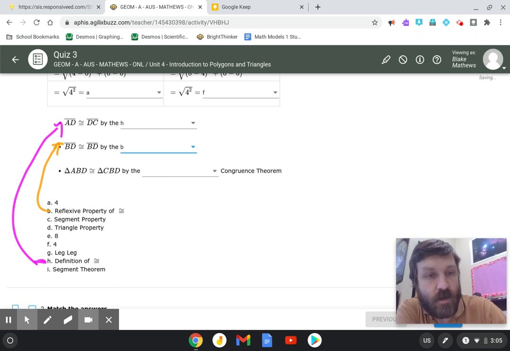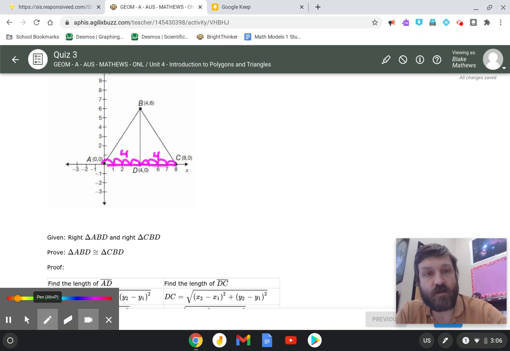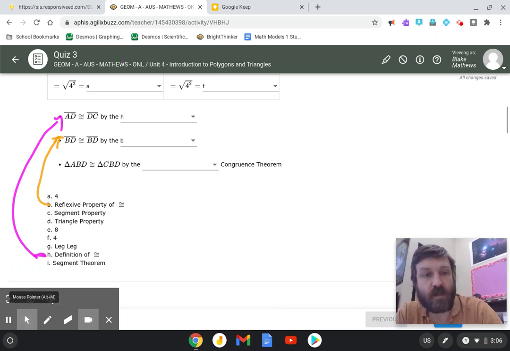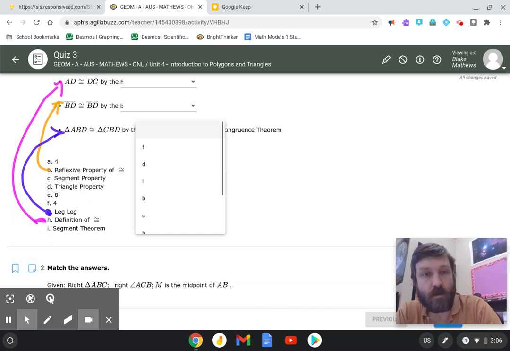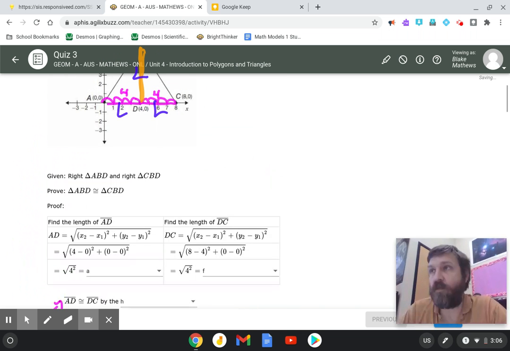And then looking up here, we've proved that the legs are congruent to each other. We've proven that the pink ones you see there are congruent. We've proven that BD is congruent to itself. That means that we have a leg here and we have legs here. And so we're using the leg-leg theorem. So that's going to be answer choice G. And so that's where we're going to put right here. And that's it for that first proof.